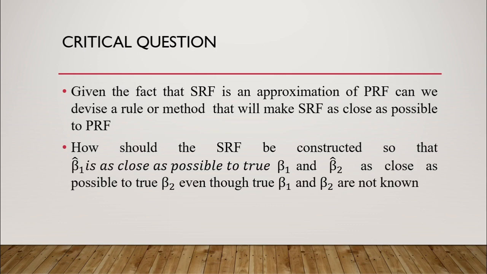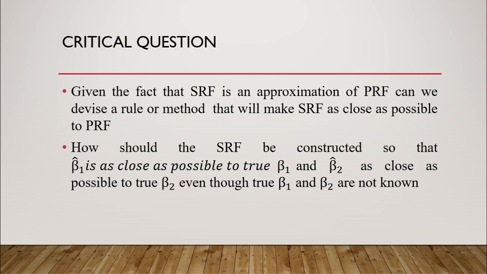So the critical question is, given the fact that the sample regression function is an approximation of the population regression function, can we devise a rule or a method that will make the sample regression function as close as possible to the population regression function? Always our aim is to make the sample regression function as close as possible to the population regression function.